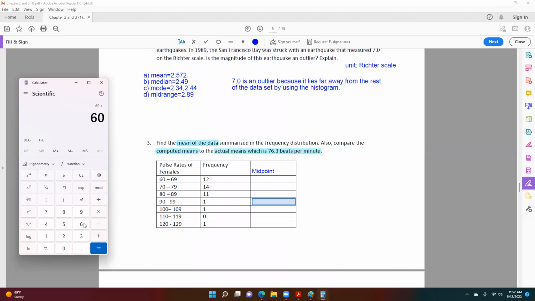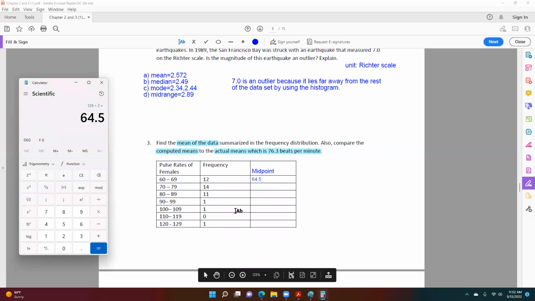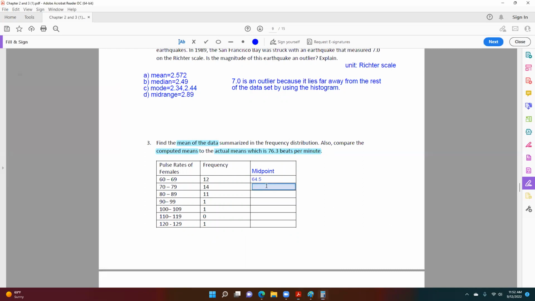So you take 60 plus 69 and divide this by 2. So this is 64.5. And you're going to do this for all the classes here. So 70 plus 79, and then you divide this by 2. This is 74.5.